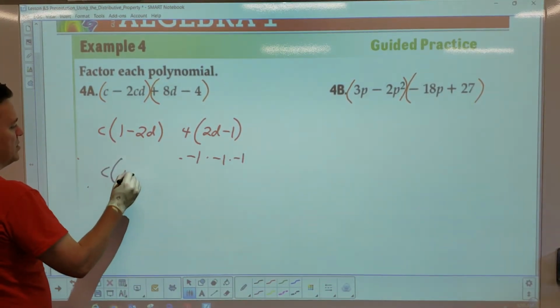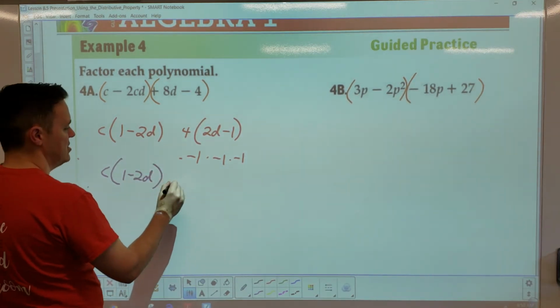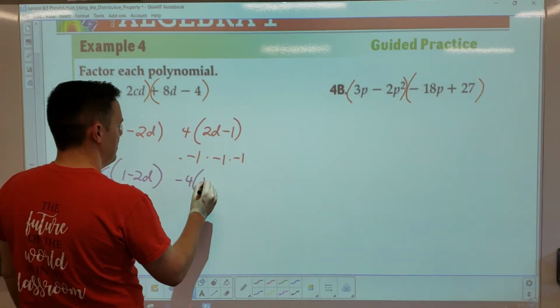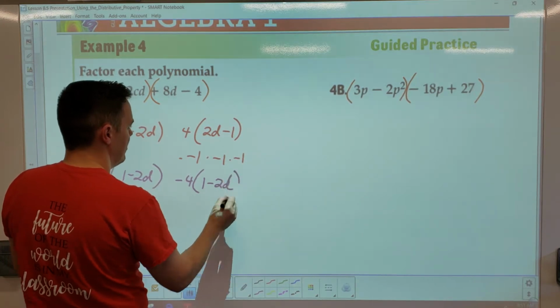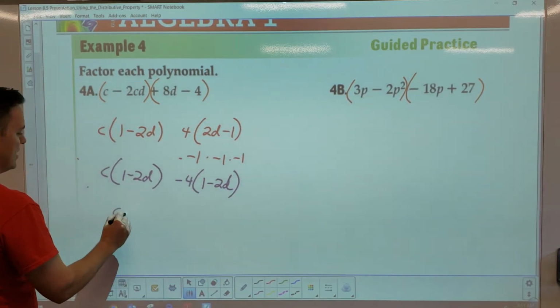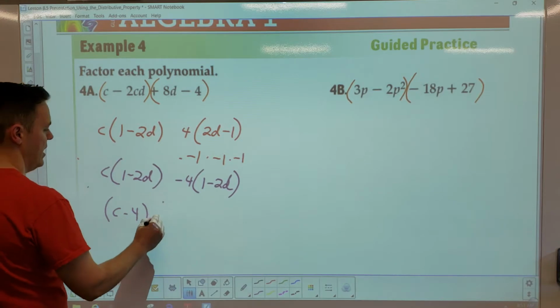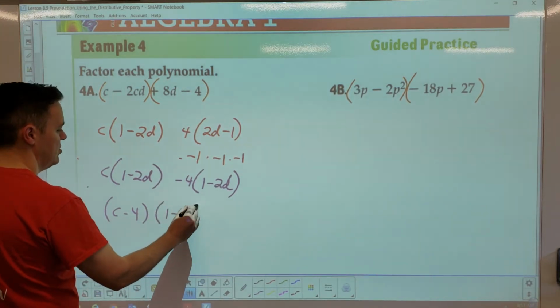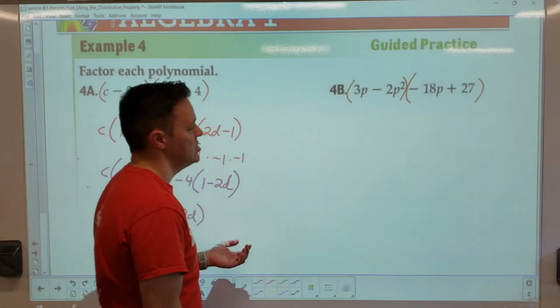And when you do that, you would end up with c, and then this is 1 minus 2d, but then this changes into -4, and that would be 1 minus 2d, because you're switching everything around. Now you can set it up. C minus 4 and 1 minus 2d. Okay, there's this side of the equation.